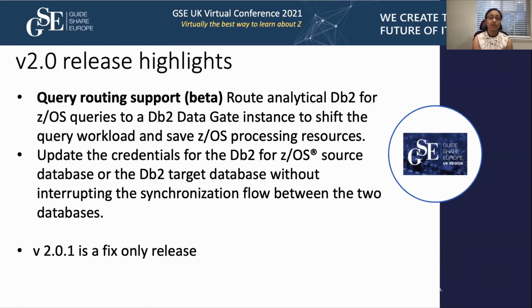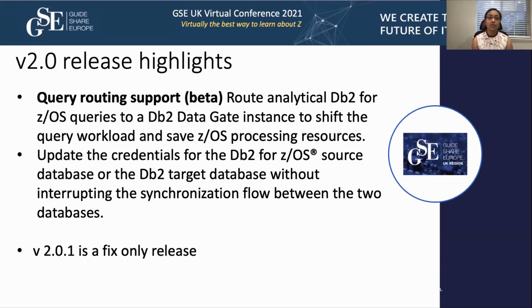We'll talk about a couple of release highlights, starting this summer. One of the big ones was the query routing support, which I showed when we did the UI walkthrough, that we released as a beta or technical preview. It provides the ability to route analytical DB2 for z/OS queries to this DataGate instance, shift the query workload away from processing on DB2 for z/OS, save processing resources, and in turn execute it on the DB2 OLTP or DB2 Warehouse target.